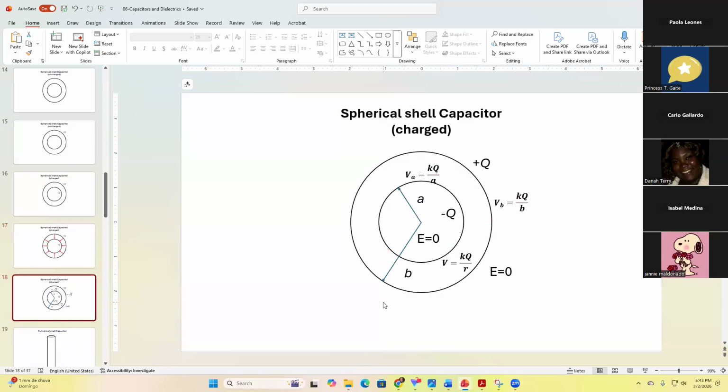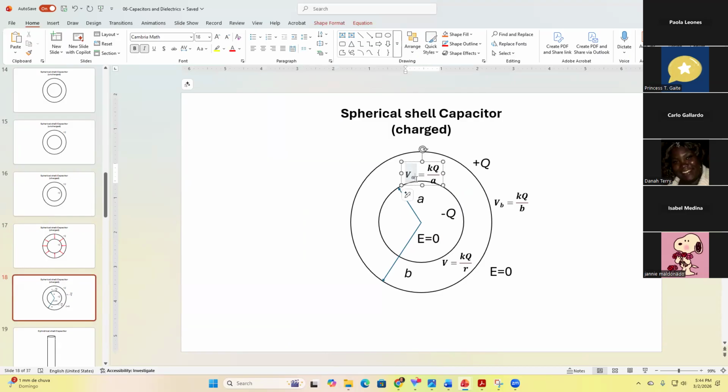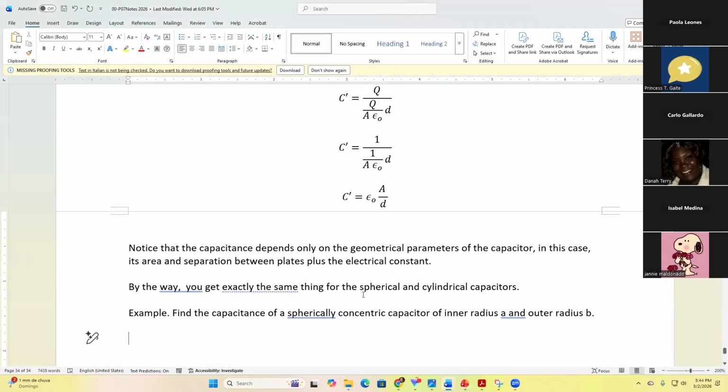Okay, so here you go. This surface right here is going to be kept at a voltage equal to that of a point charge, KQ divided by B. That's the distance from the center. And this other spherical surface is going to be kept at a voltage also given by that of a point charge, KQ divided by the distance A. Make sense? Okay, so here you go. Solution.